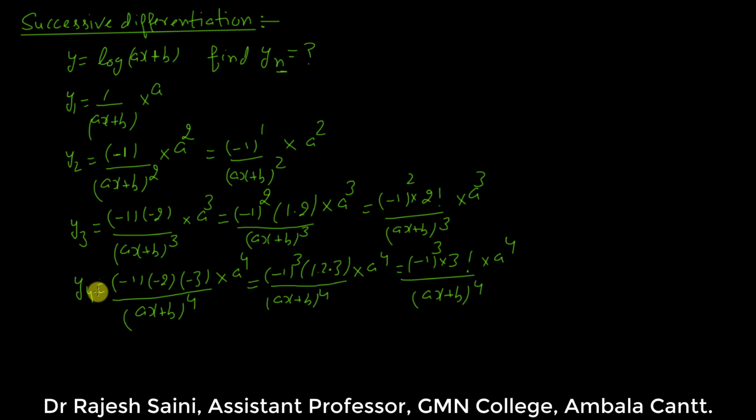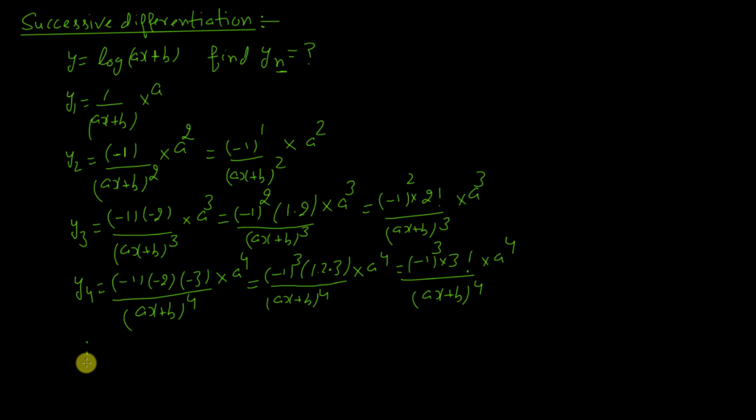Now we will try to generalize. When here is 4, you will see here is 4, (ax plus b) raised to the power 4. When here is 4, here is a raised to the power 4. Here is 3, here is 3, a raised to the power 3. So when here will be n, I am going to generalize and write yn divided by (ax plus b) raised to the power n into a raised to the power n.